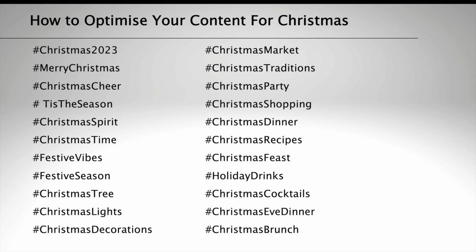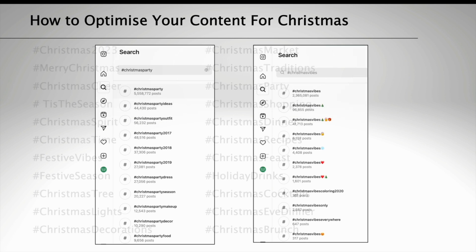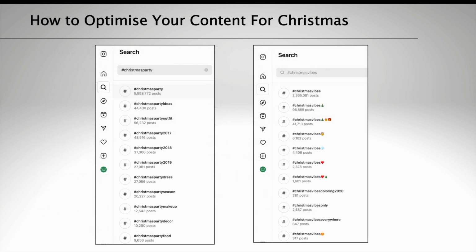Here are a few ideas on what hashtags you could use for your Christmas content. It's really easy to find hashtags if you just search on Instagram itself. So use that search bar on the mobile app or on desktop, and once you put in a hashtag, Instagram will suggest other ones or similar ones that you could also include, and it tells you how many posts appear on Instagram also with that hashtag.